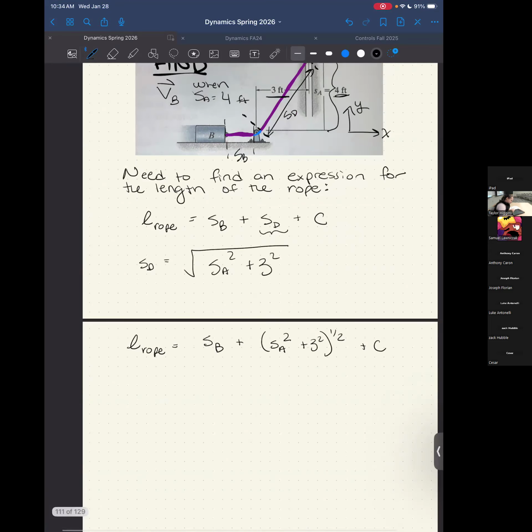All right, so our next step is, of course, to take the time derivative of all this, which means that L dot is equal to 0.